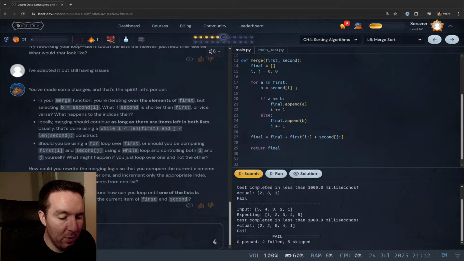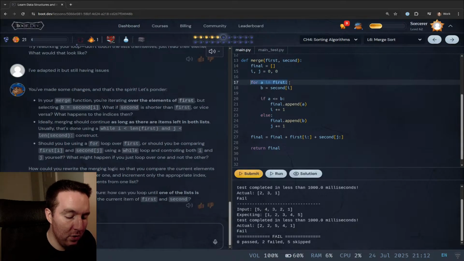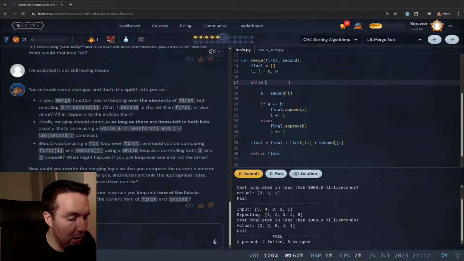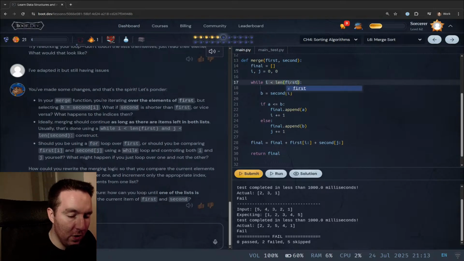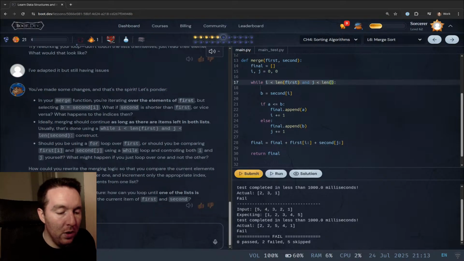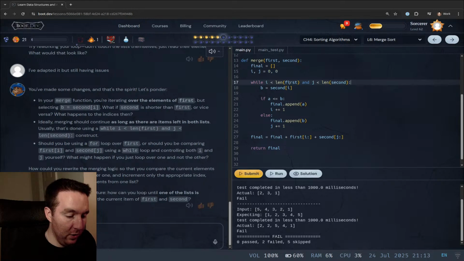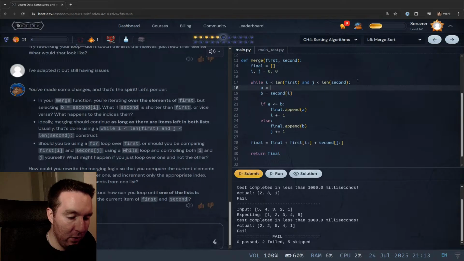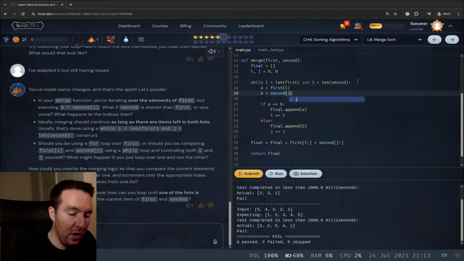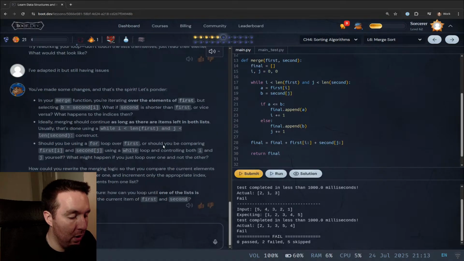Yeah, that's what I kind of did first time around, right? I did a while loop. So while i is less than length of first, and j is less than length of second. All right, okay, see where it's going now. Right, now it makes sense. That wasn't super clear. But maybe it's me being dumb, to be honest. So then a is equal to first i, second j.